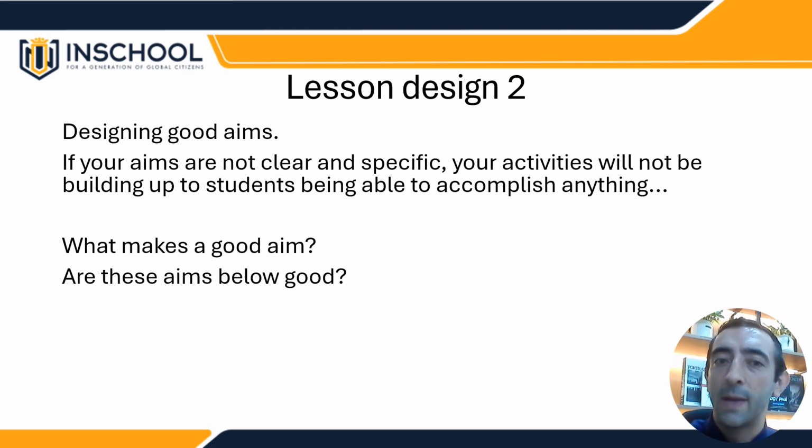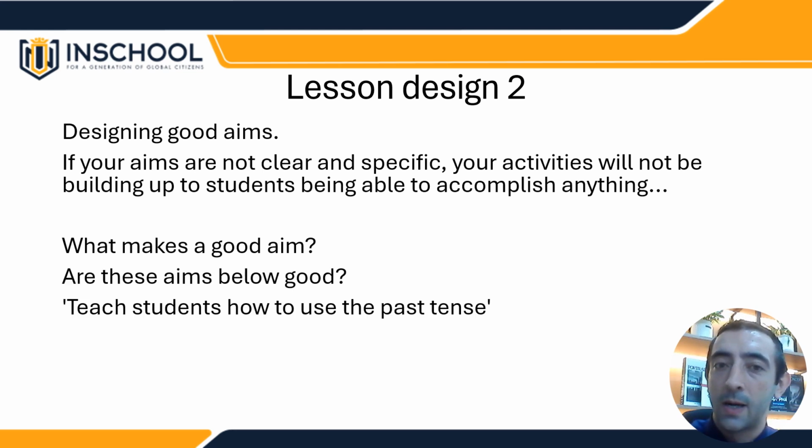So what makes a good aim? Are the aims below good? A good aim should be measurable. A good aim should be specific. A good aim should result in us being able to look back and say very clearly, did they achieve it or not?